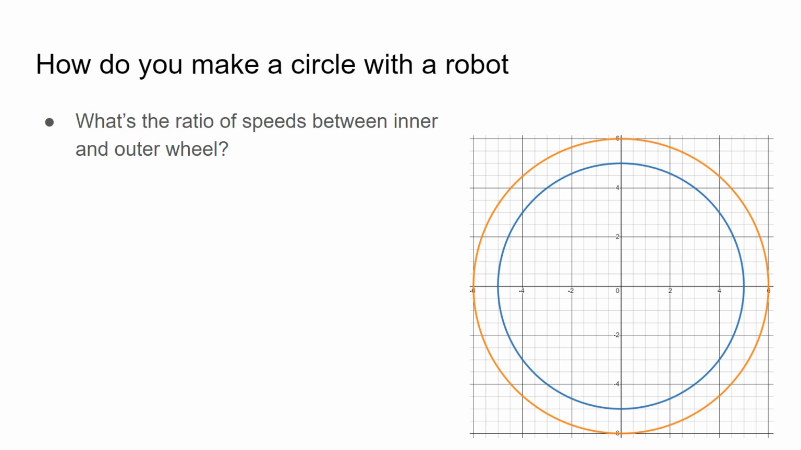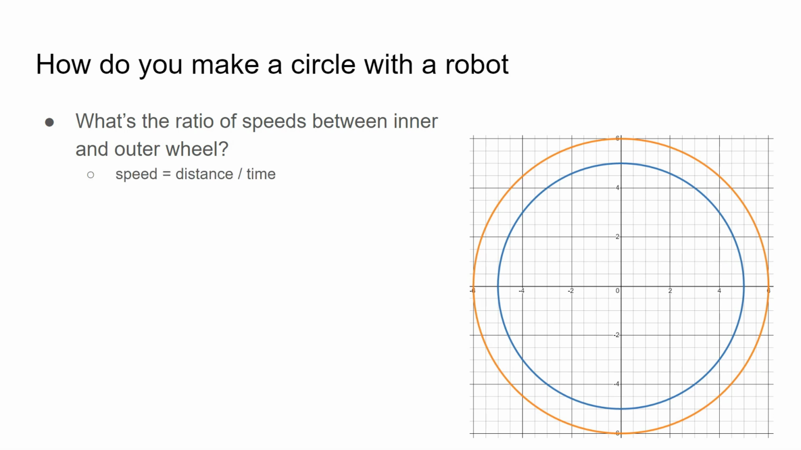Okay, totally fine. So let's pin this down a little bit. Our plan is going to be, we're going to find the speed and the distance curve for the inner wheel, and then simply multiply that by some ratio to determine what it should be for the outer wheel, such that we will travel in a circle.